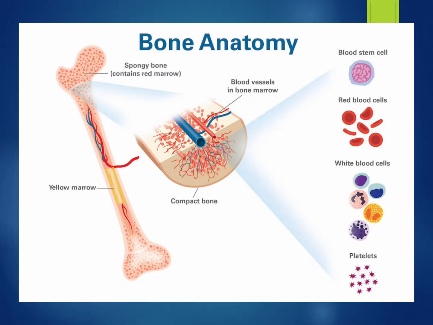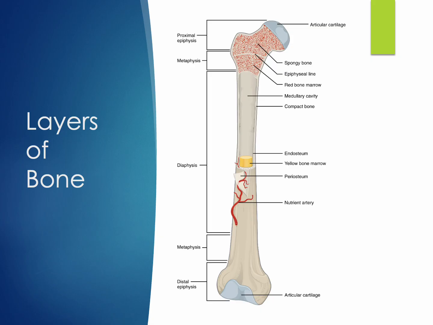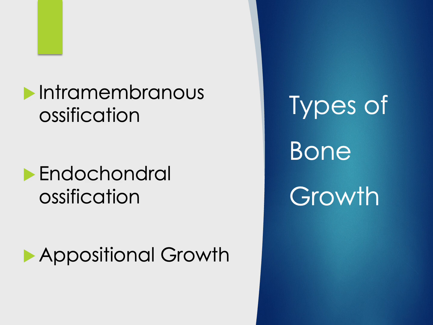So there's some other pictures on the right there of the bone anatomy. You can see the innervation inside the bone. And here is another picture. You probably are already familiar with it. There are layers. There's the periosteum, the endosteum, the medullary cavity. And then, of course, there's the compact bone and spongy bone. So, yeah, let's go on.